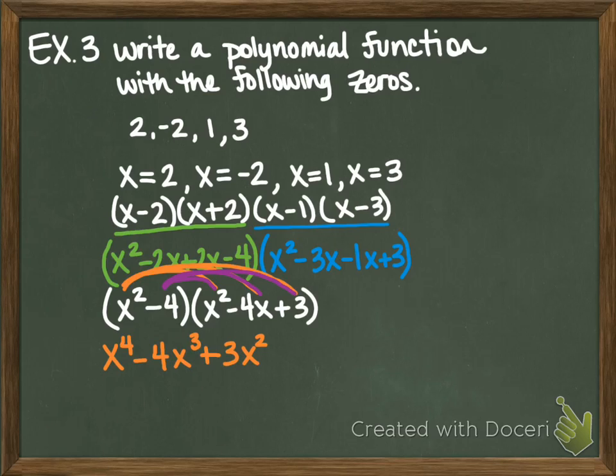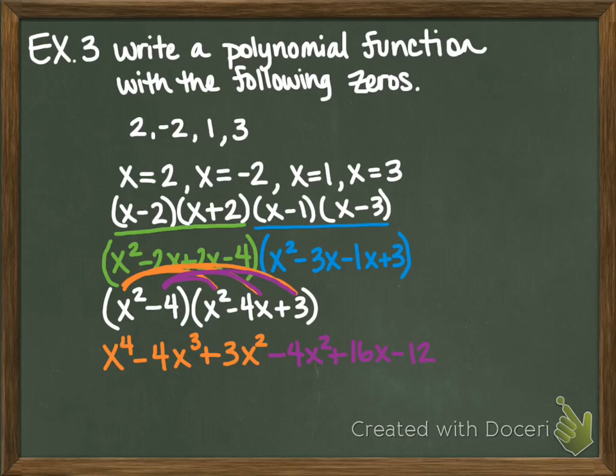So negative 4 times x squared, negative 4 times negative 4x, negative 4 times 3 is going to give me negative 4x squared plus 16x minus 12. So then I collect like terms and I write the polynomial in descending power. So I'm going to start with the highest exponent.